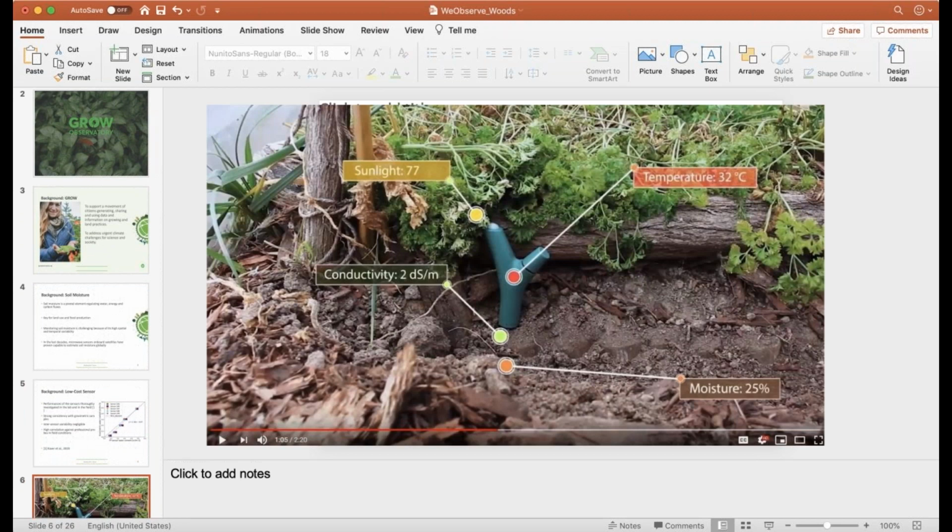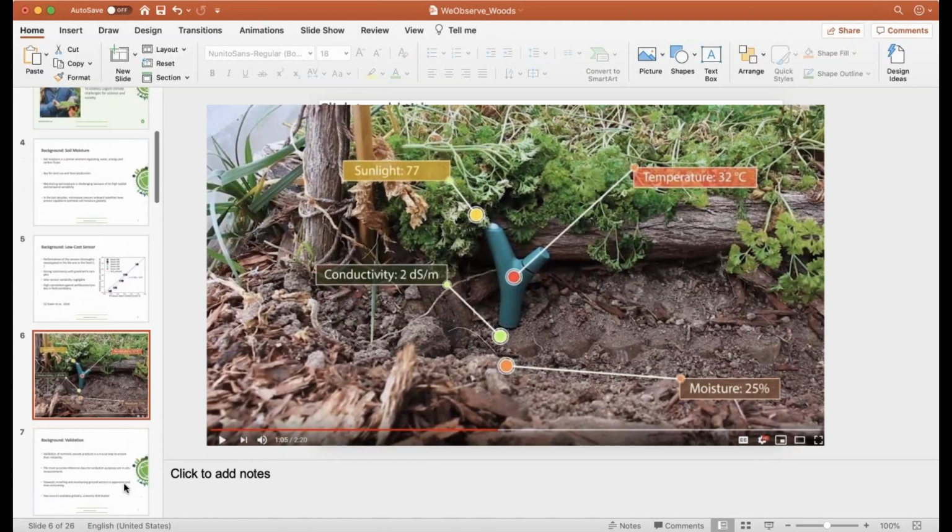So this is an image of the sensor itself, showing the variable data that it's collecting: sunlight, temperature, conductivity, and of course soil moisture. We were most interested in the light, temperature, and soil moisture with respect to the types of land cover and land use that was going on in and around the sensor for which we were collecting soil moisture.